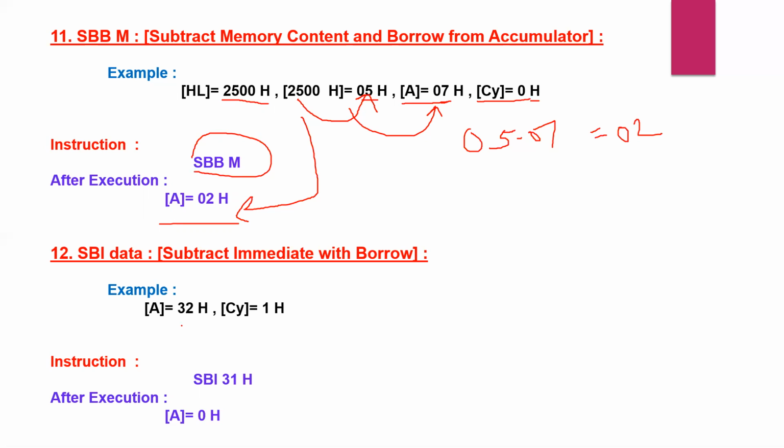For example, let accumulator has data 32H, carry is 1, instruction is SBI 31H. This instruction, 31H is immediate data which is subtracted from the accumulator along with the carry bit. Carry bit is 1. After execution, result is stored in accumulator, that is 0.